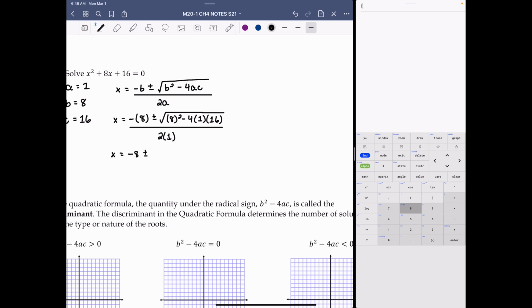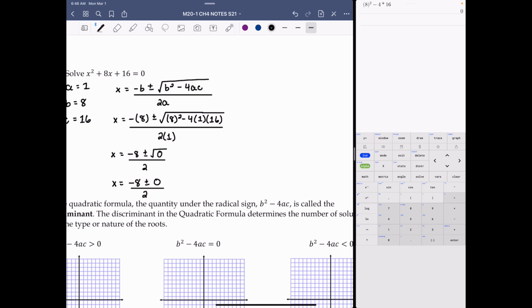We have (8)² minus 4 times 1 times 16, and we get 0. So x equals negative 8 plus or minus the square root of 0, divided by 2 times 1, which is 2. The square root of 0 equals 0, so we get x equals -8 plus or minus 0, divided by 2.